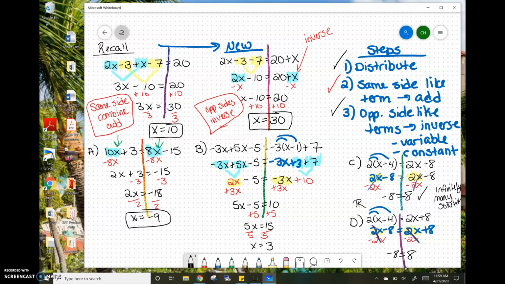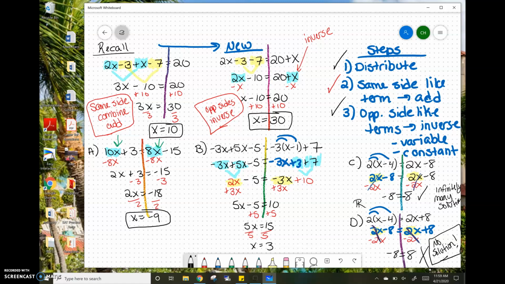Does -8 equal +8? Absolutely not. These two sides are not equal, and they are never going to be equal, so we say there is no solution. Okay, so there's no solution to this problem. That's different than saying like 0. X isn't 0. If you plug in 0 for x, it's not going to make both sides true. So just don't let that one trick you.